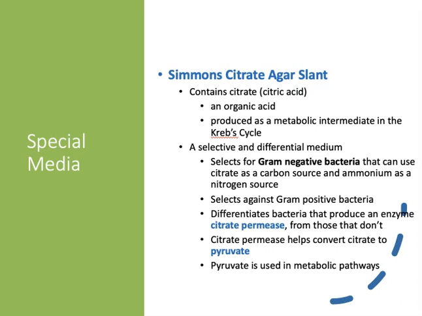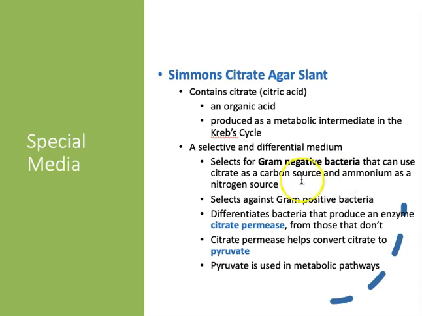Now, Simmons citrate medium is both selective and differential. It's going to select for gram-negative bacteria that are able to use citrate. They're able to do something with citrate. And generally that means they're able to use citrate as a carbon source. They're also able to use ammonium as a nitrogen source, but don't worry too much about that detail. Focus on the citrate instead.